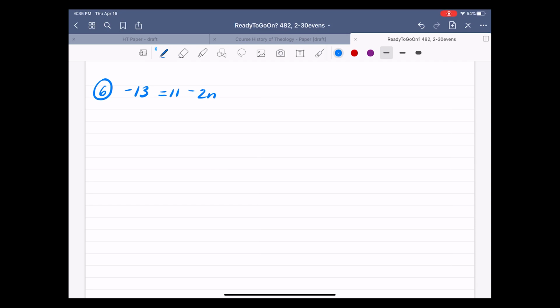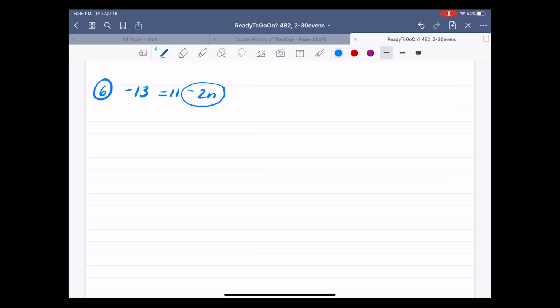So I want to get my variable alone on the right-hand side. So I've got to get rid of that negative 2n. To get rid of the negative 2n, I'm going to add 2n. Scratch that. Let's go back here. Sorry, Mrs. Lynn's messing up.